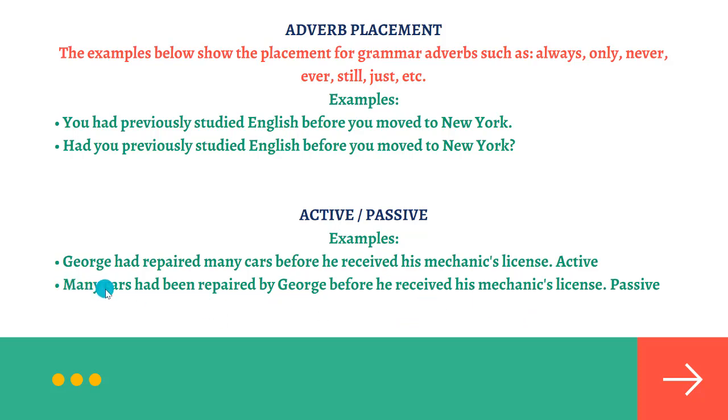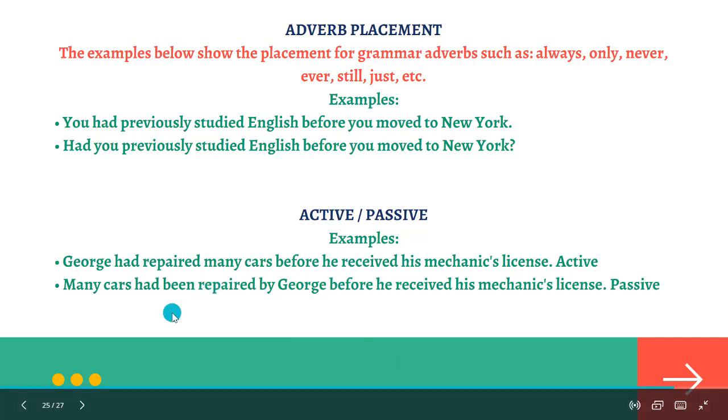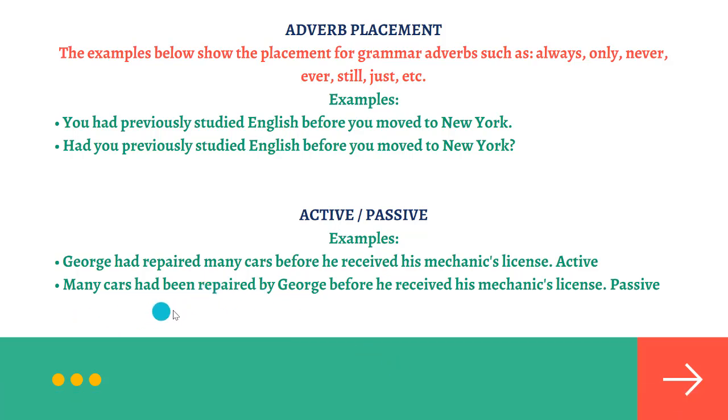So when you have active, it's the same formula as I explained before. But in passive, as you can see here, "many cars had been repaired." So we use had and been, and then the past participle. We don't use an object like a noun, adjective, or adverb anymore. Okay, so in passive, we have to use the past participle with been.